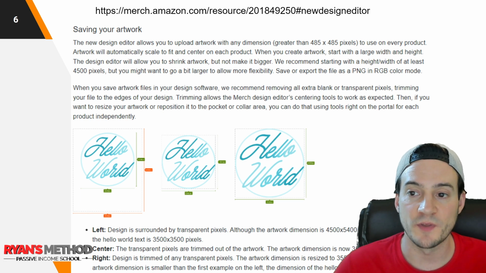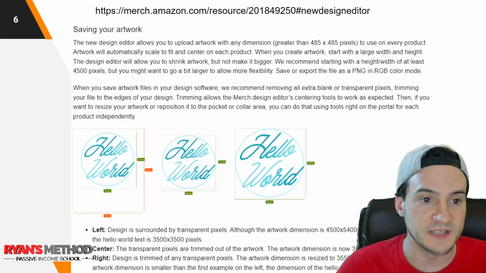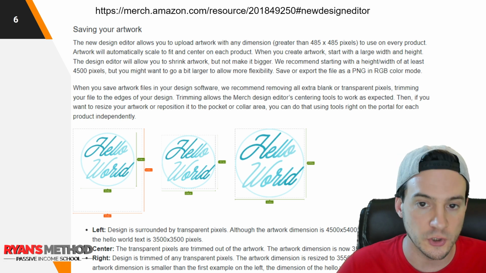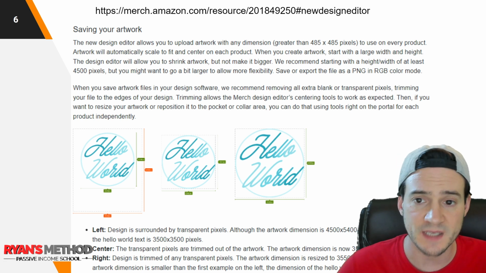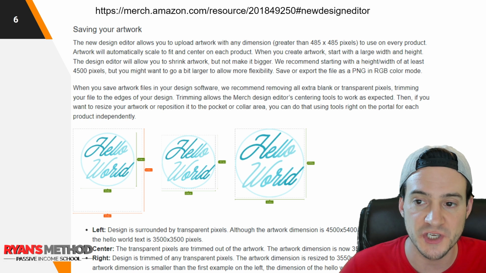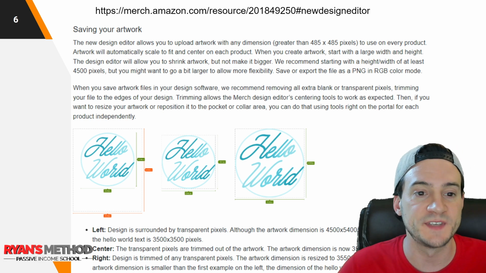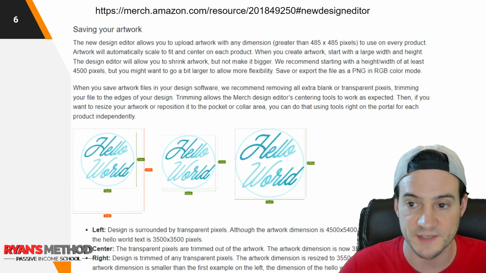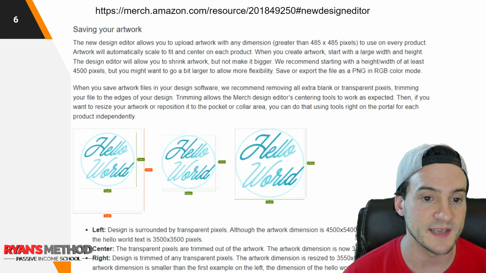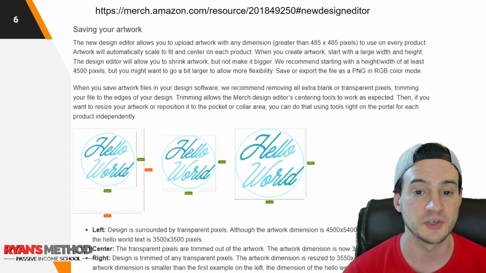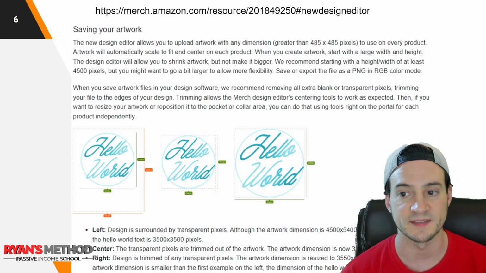We recommend starting with a height/width of at least 4,500 pixels, but you might want to go a bit larger to allow more flexibility. Save or export the file as a PNG in RGB color mode. When you save artwork files in your design software, we recommend removing all extra blank or transparent pixels, trimming your file to the edges of your design. Trimming allows the Merch Designs editor's centering tools to work as expected.